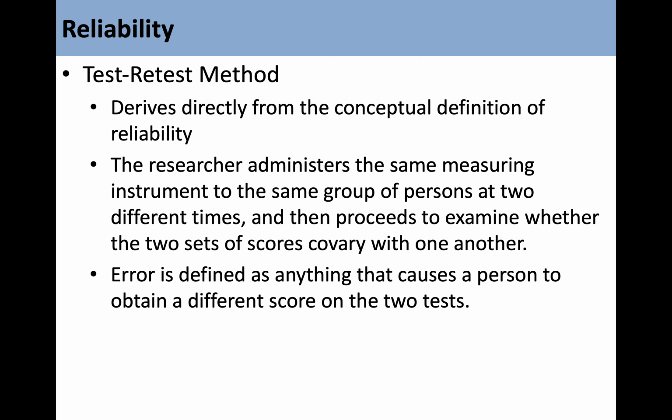The test-retest method derives directly from the conceptual definition of reliability. The researcher administers the same measuring instrument to the same group of persons at 2 different times, and then proceeds to examine whether the 2 sets of scores covary with one another. Error is defined as anything that causes a person to obtain a different score on the 2 tests.